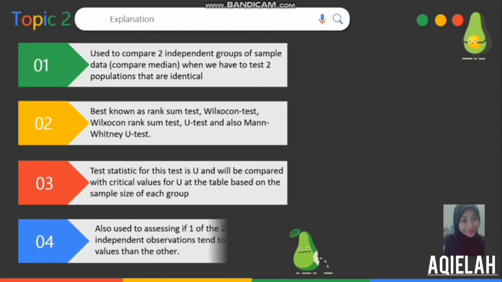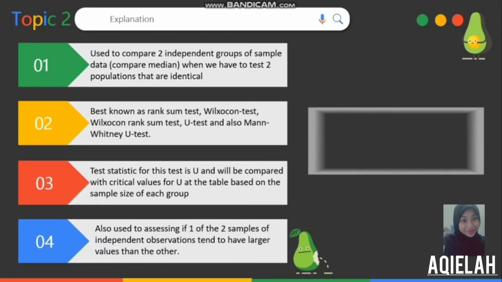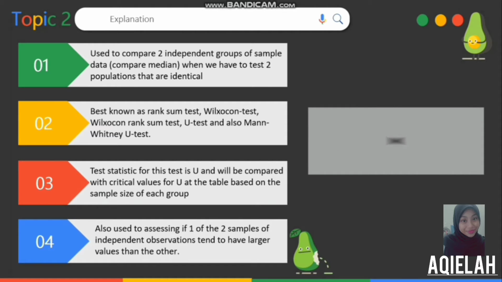This test is also used for assessing whether one of two samples of independent observations tends to have larger values than the other. And this is how we write the hypothesis testing for this test. For the null hypothesis, the equal sign indicates that there are no differences between both groups, while for the alternative hypothesis, it is vice versa.